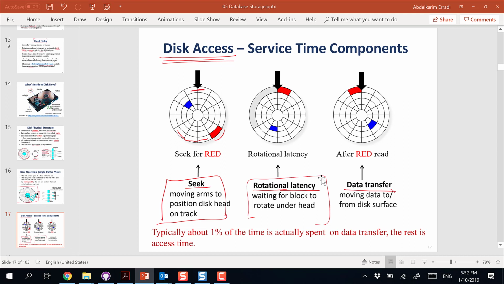If you have some block that you need to read on the same track, you don't need to move the arm again. The platters are rotating, you have the block here, you read it, the next block will be just contiguous to it. If you are lucky that way, you don't need to go through this costly operation again.